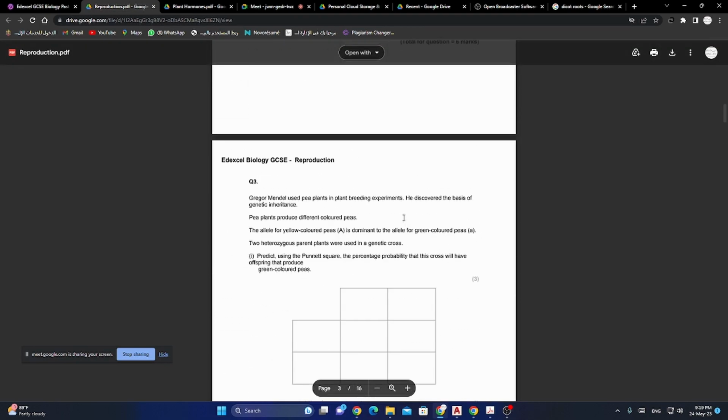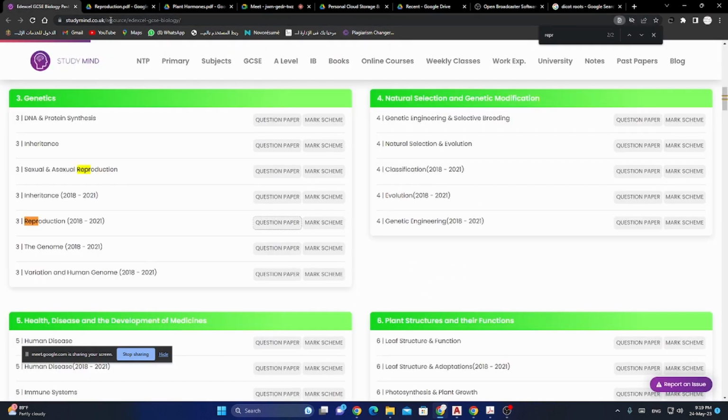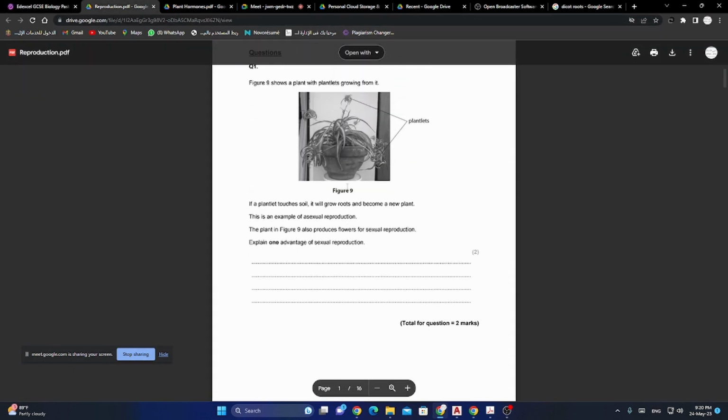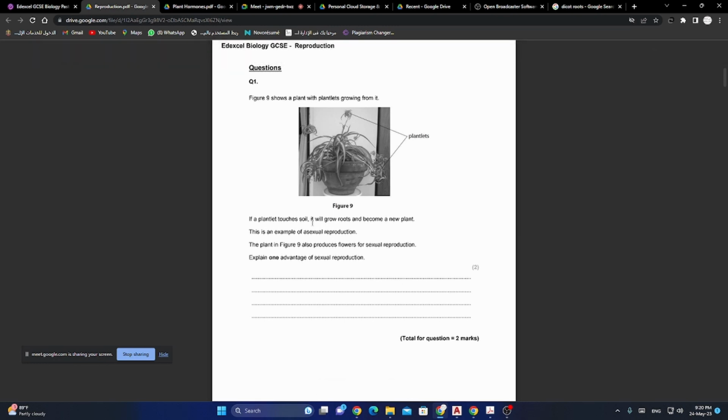Okay, I guess here they included both of them. Explain one advantage of sexual reproduction. Here they're saying basically, if a plantlet touches soil, it will grow roots and become a new plant. That's an example of asexual reproduction, right? It's the same thing that happens with potatoes or, oh, what was it called again? Oh, strawberries, yeah.